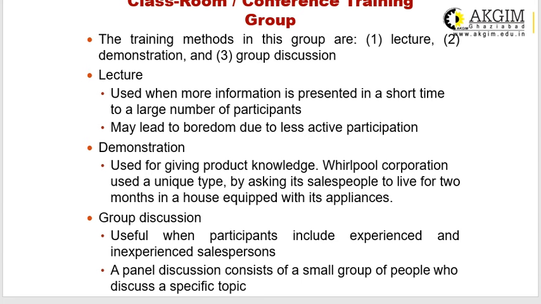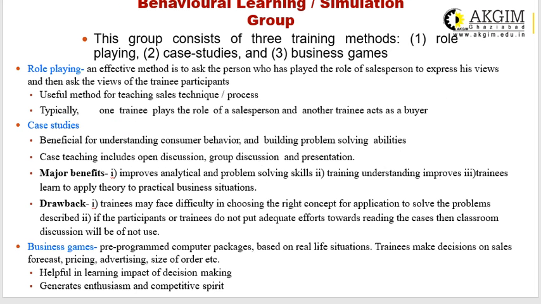Then you have the group discussion method. Mostly it is useful when you have participants who are less experienced, as well as some participants who have much experience. In that condition, group discussion is necessary. A panel discussion consists of a small group of people who discuss a specific topic. So the group consists of this one.